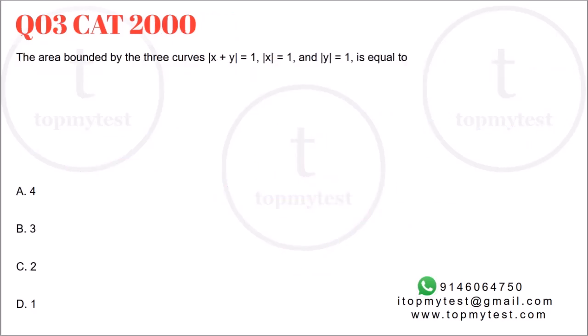Moduluses are actually a very favorite area of CAT. Okay, this is from CAT 2000 and it's for a long time. Slightly trickier question than the previous one. Area bounded by 3 curves: modulus of x plus 1 is equal to 1, modulus of x equals 1, and modulus of y equals 1 is equal to how much?